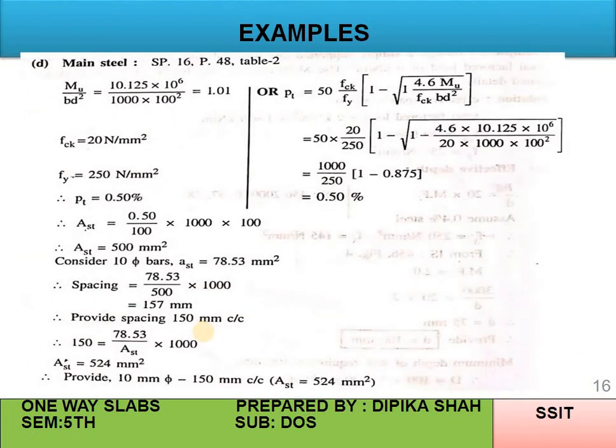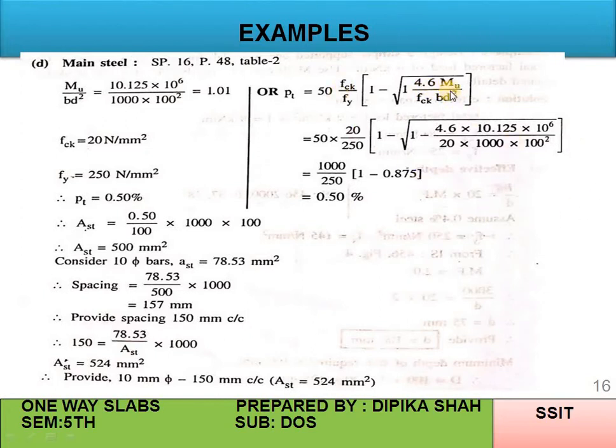Now we will provide a main steel. So for provision of a main steel, first of all we have to calculate a percentage of the steel. So for calculating a percentage of the steel, we have an equation: PT is equal to 50 into FCK upon Fy, into 1 minus under root 1 minus 4.6 Mu upon FCK B D square. And we will put all the values in this equation.